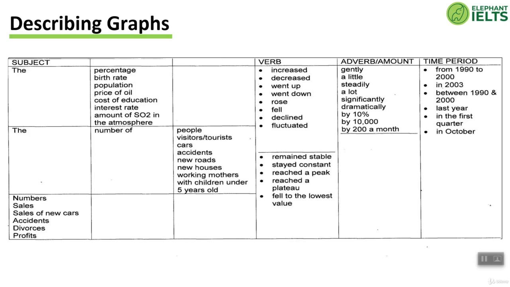Let's practice making some sentences using a subject from here, a verb, choose one of these verbs from this column, an adverb from this column, and a time period from the last column. For example, the population fell dramatically from 1990 to 2000. So we have a subject, a verb, an adverb, and a time. Let's do another one. The amount of SO2 in the atmosphere declined significantly between 1990 and 2000.